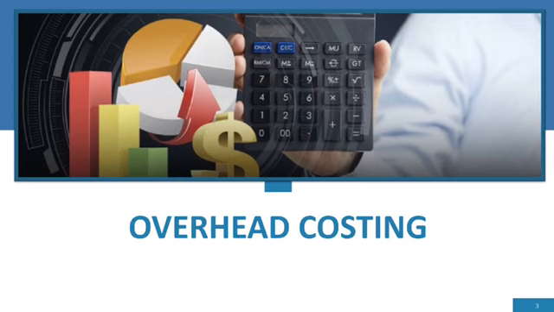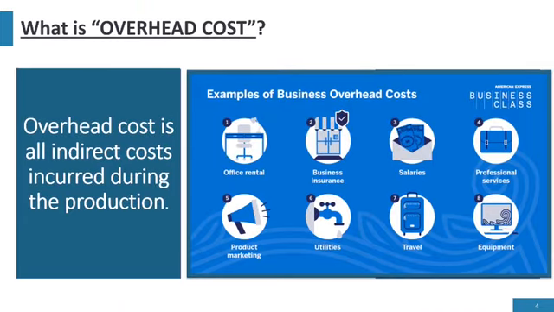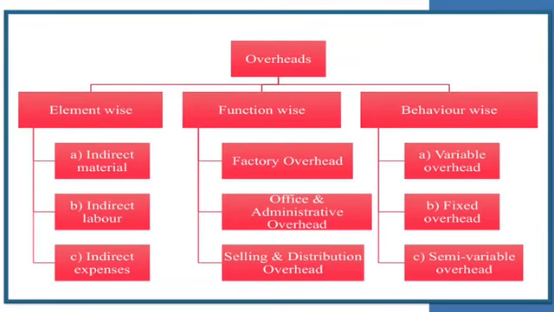Let's see what is overhead costing. What is overhead cost? Overhead cost is all indirect cost incurred during the production. Typically, manufacturing overhead costs are office rental, business insurance, salaries, professional services, utilities, and etc. Businesses use overhead costing to fairly spread these costs across departments or products. This helps in calculating the total cost of production more accurately.